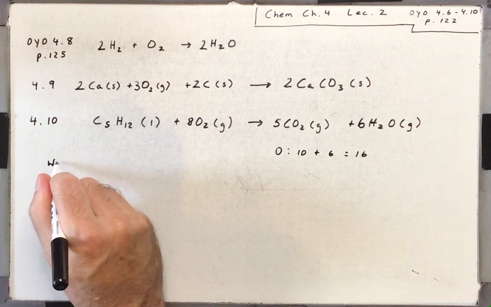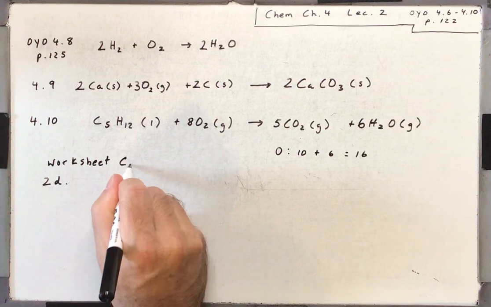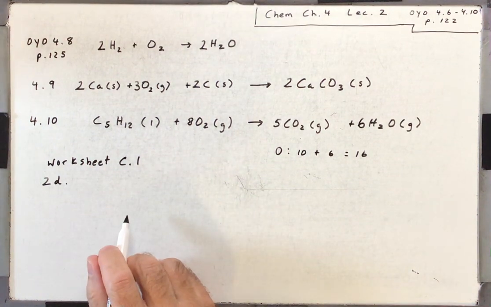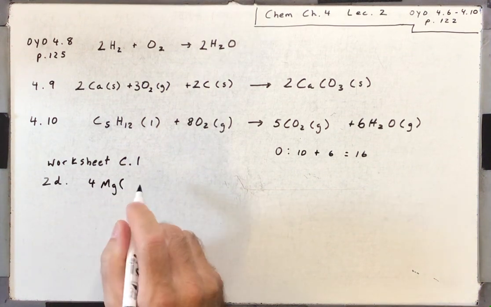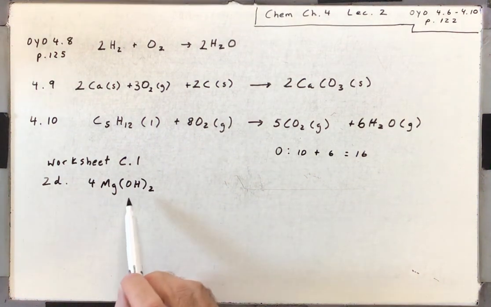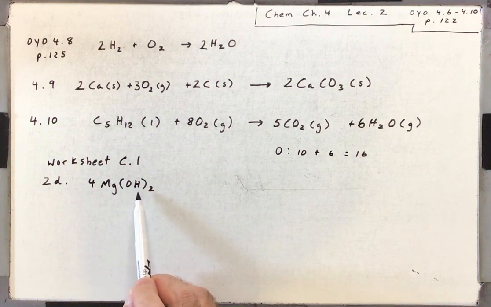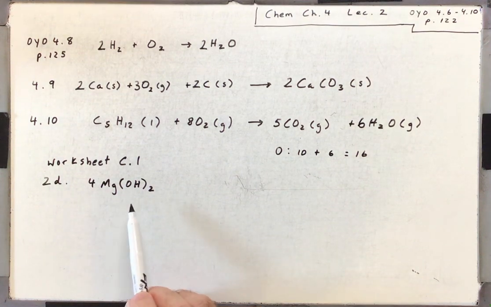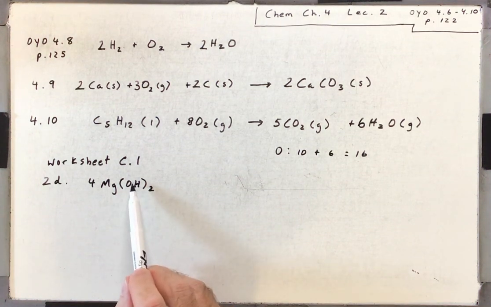All right, so this is on the worksheet C.1. So 2D, we have 4 out front, and then we have magnesium, and then in parentheses, OH, 2. Now, the reason it's in parentheses, we think of OH, it's called hydroxide. It's a polyatomic ion. You'll learn all about them. You have to memorize a bunch of them in Chapter 9. But it's a single unit. It reacts in chemistry kind of as a single unit, so that hydroxide.